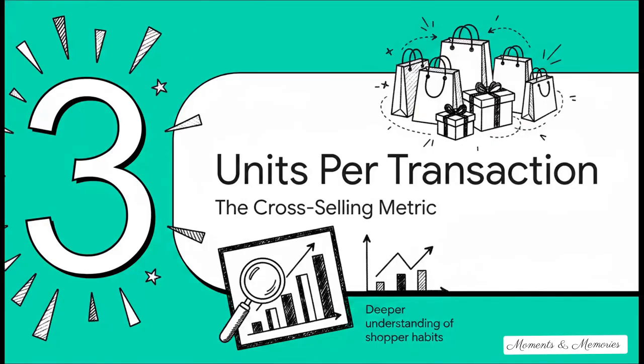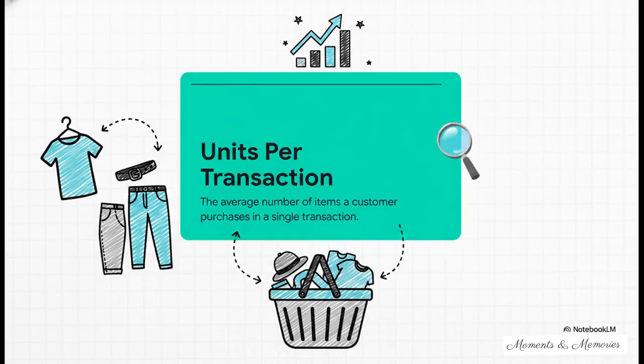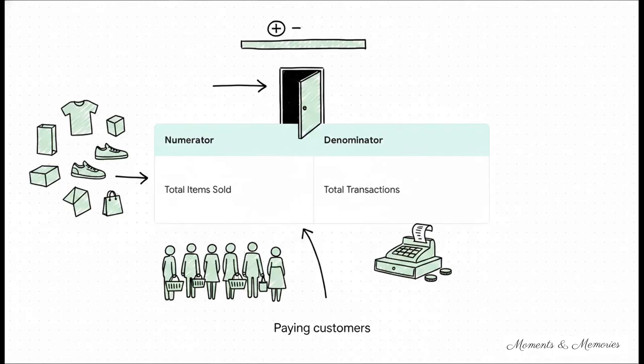Okay, let's move right along to section 3, units per transaction, the cross-selling metric. Units per transaction, or UPT, is the average number of items a customer buys in one go. Now, I really want to emphasize this. UPT is not just some boring, basic stat. It's actually a direct reflection of how well you and your team are cross-selling. Like, are they just grabbing a shirt, or did you convince them to grab the matching belt to go with it? Here's how we calculate it.